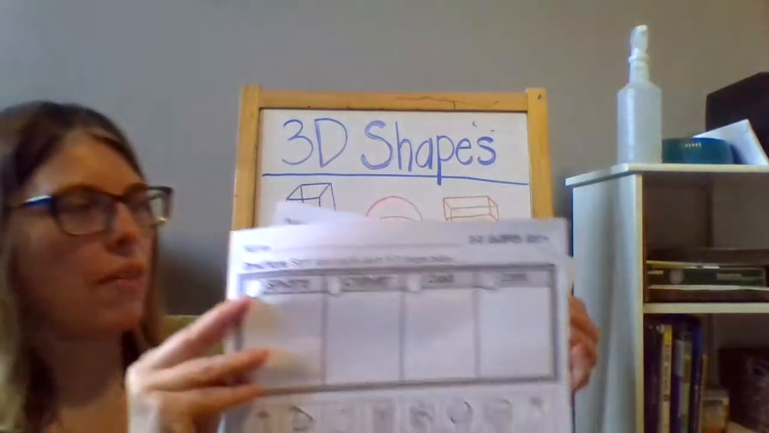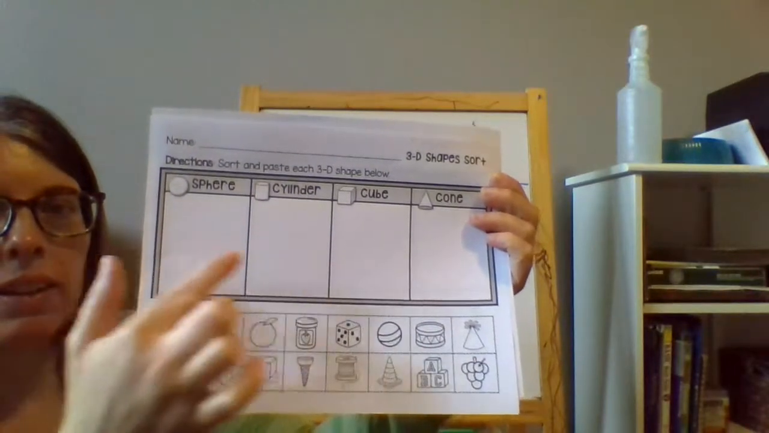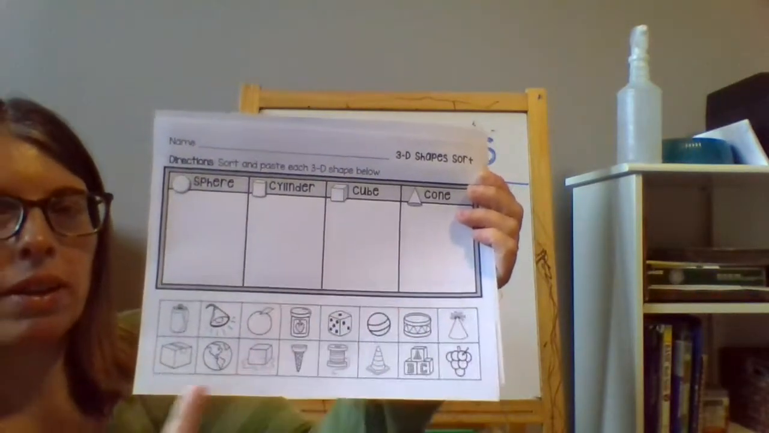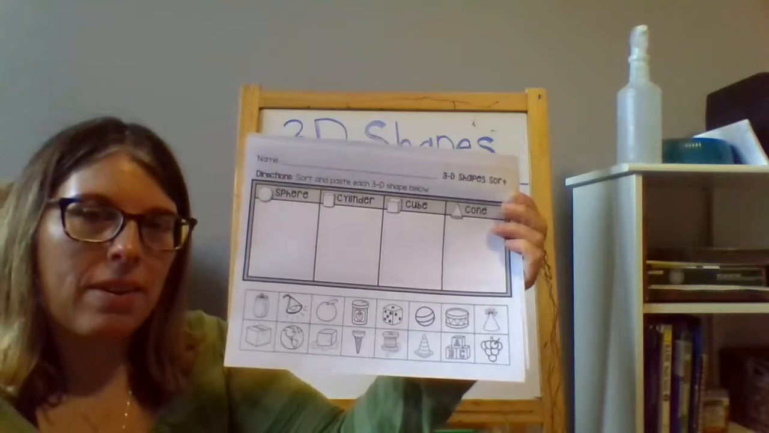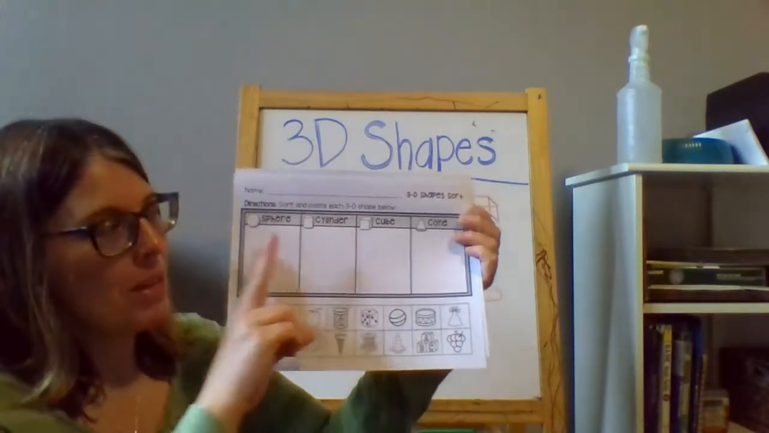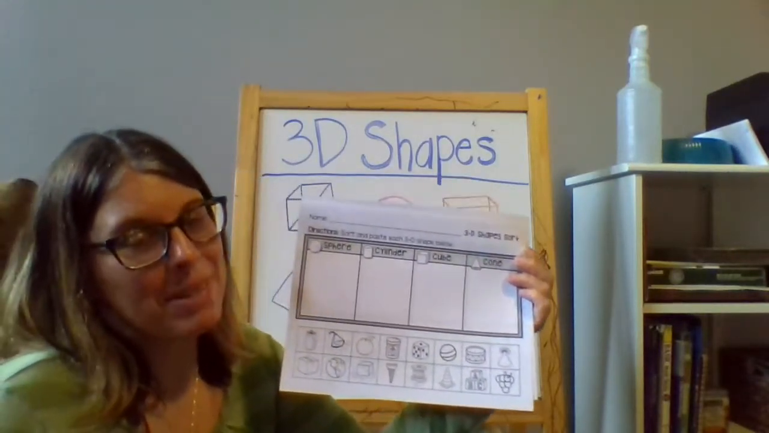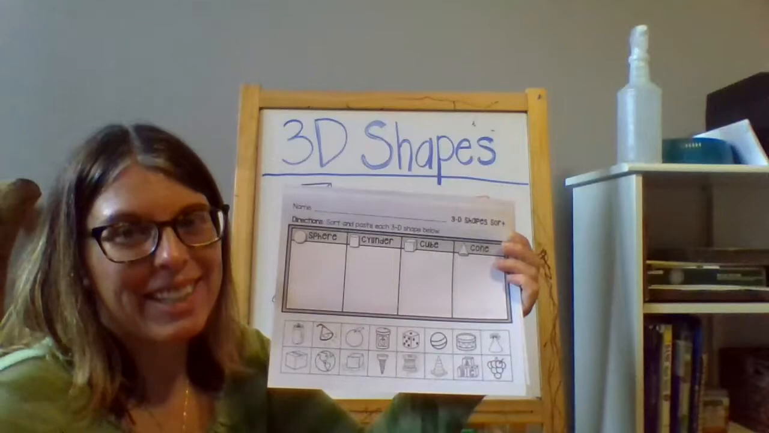And you can see the other one has the same categories, just different pictures. Sphere, cylinder, cube, cone. But some different pictures down there. Okay, so cut out the pictures, sort them into the different categories, and glue them on. Okay, mathematicians, you've got this. Have fun.